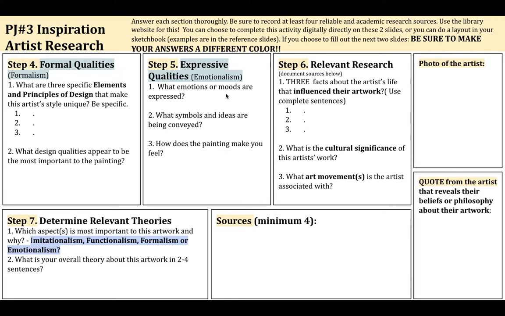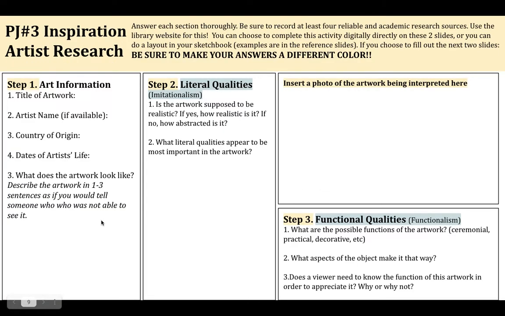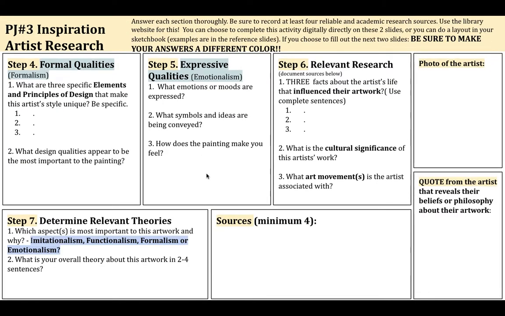So you've gone through all these steps. You've looked at the artwork through all kinds of different lenses: a literal lens, a functional lens, a formal lens, and an expressive lens. Then you're going to choose which lens you should look through to gain the most inspiration out of it. That's what your answer will be for number 1, and please explain why. So if you say, well, I think it's emotionalism because, then tell me why.